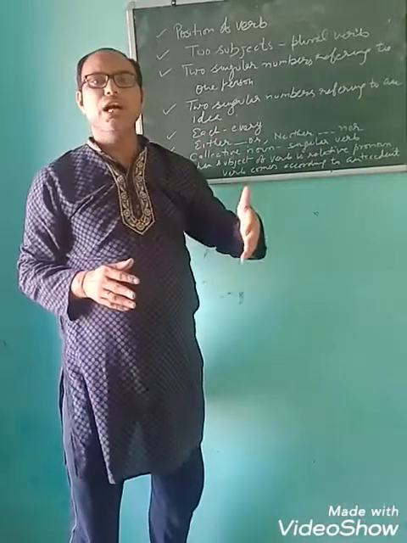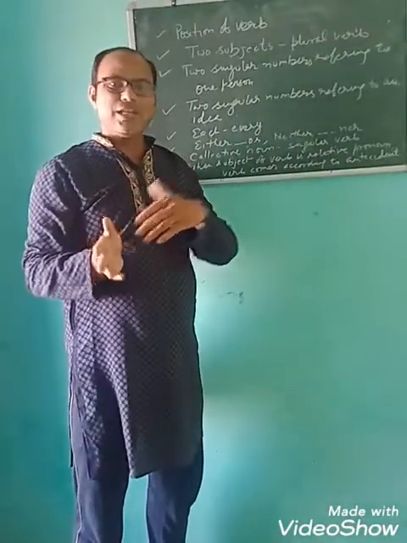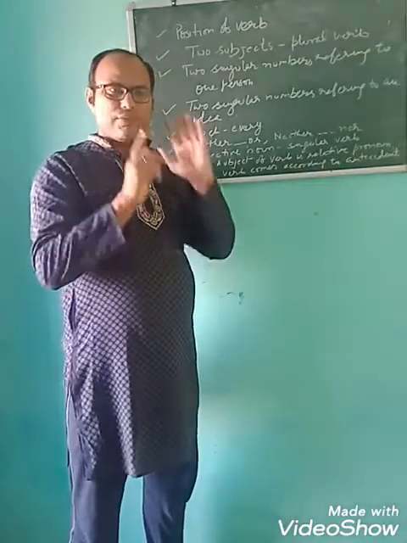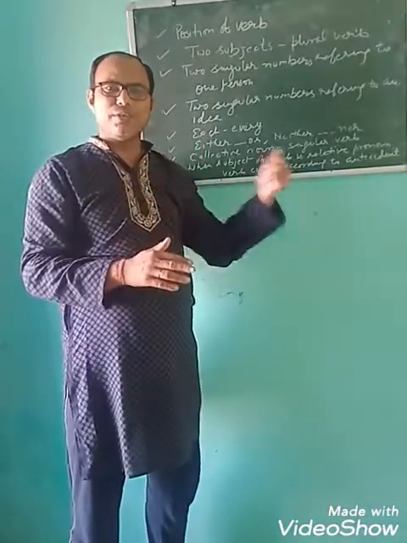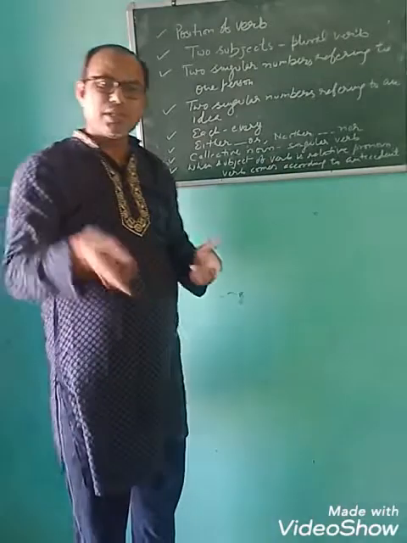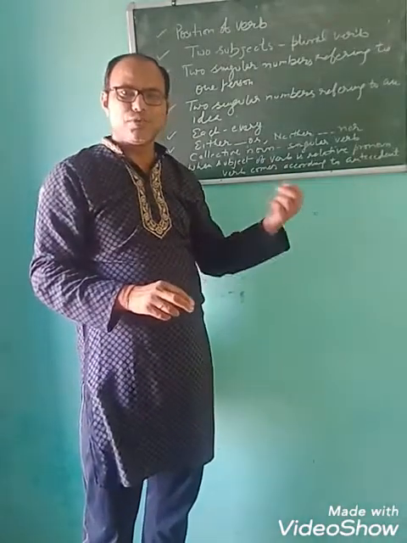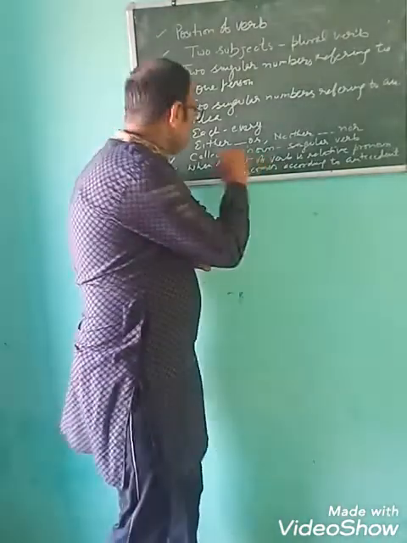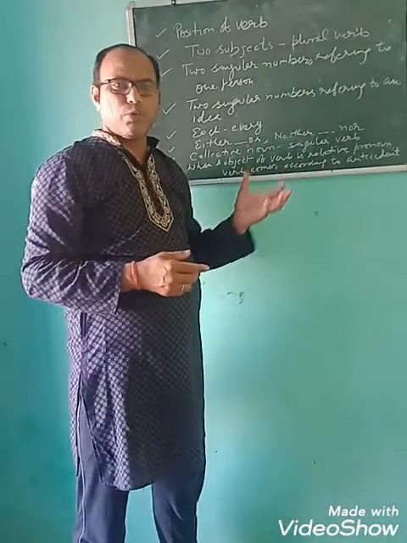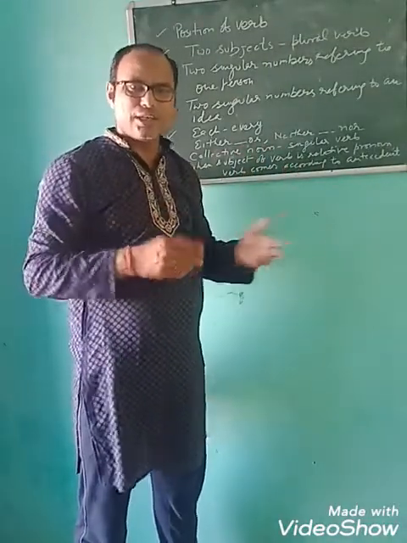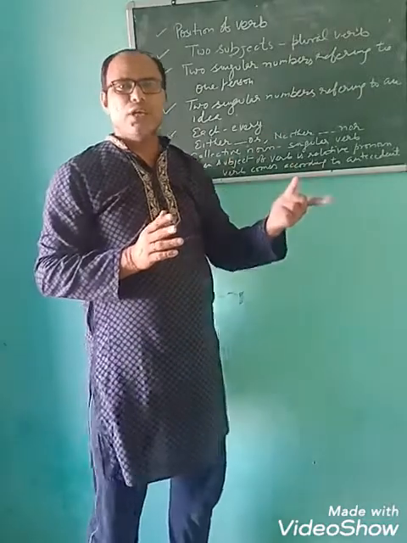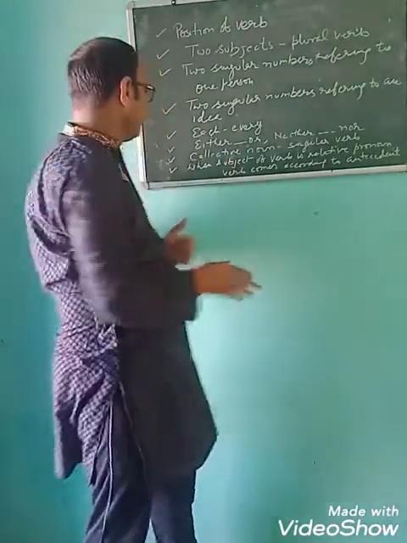For example, either Ram or girls. Now when I say either Ram or girls, you have to consider girls, and according to girls you have to use verb. Since I am saying girls, you have to use plural number. Same is the case with neither nor, neither boy nor girls. When I say nor girls, I am using plural number, so I have to use verb in plural.